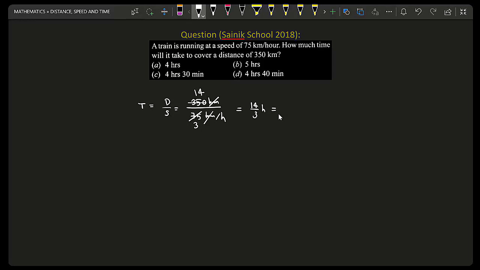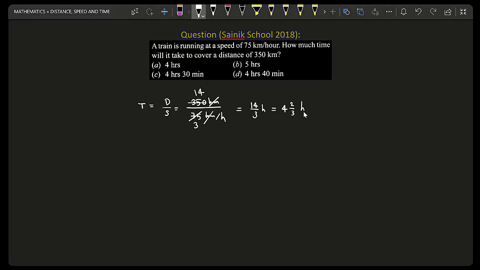When you divide 14 by 3, what is the quotient and remainder? The quotient is 4, the remainder is 2. So 4 2 by 3 hours. But you said 1 by 3. Is it 4 by 3 or 14 by 3? So it's 4 2 by 3 hours. But still we are not matching with any option.